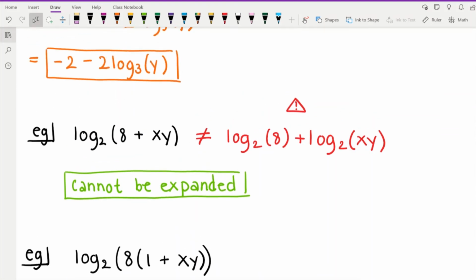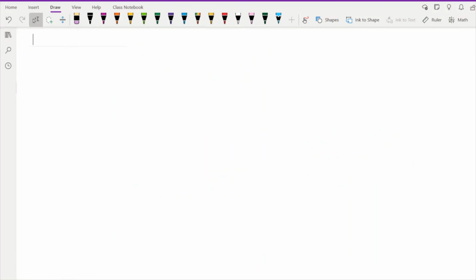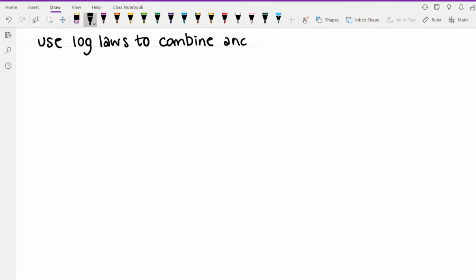Okay, so I want to do a few more examples. So these next examples we're going to do are going to kind of go the other way. So instead of using the rules to start with something that is kind of all together and then break it apart, we're going to start with something that's broken apart and we're going to put it back together. So first example I want to do, so we're going to use log. So to combine and simplify the following, we'll see that some of them can be simplified and some cannot.